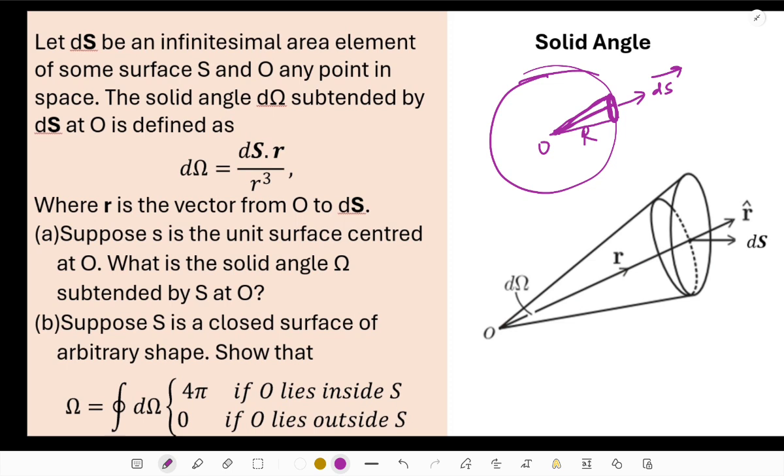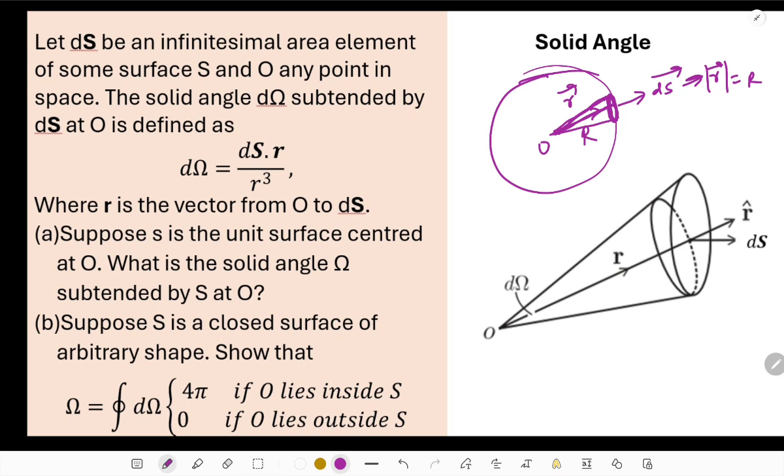I chose the outside normal. People usually choose it, so I chose it. And this is your r vector in the same direction, and its magnitude is capital R, as you can see here. And this is our r vector.